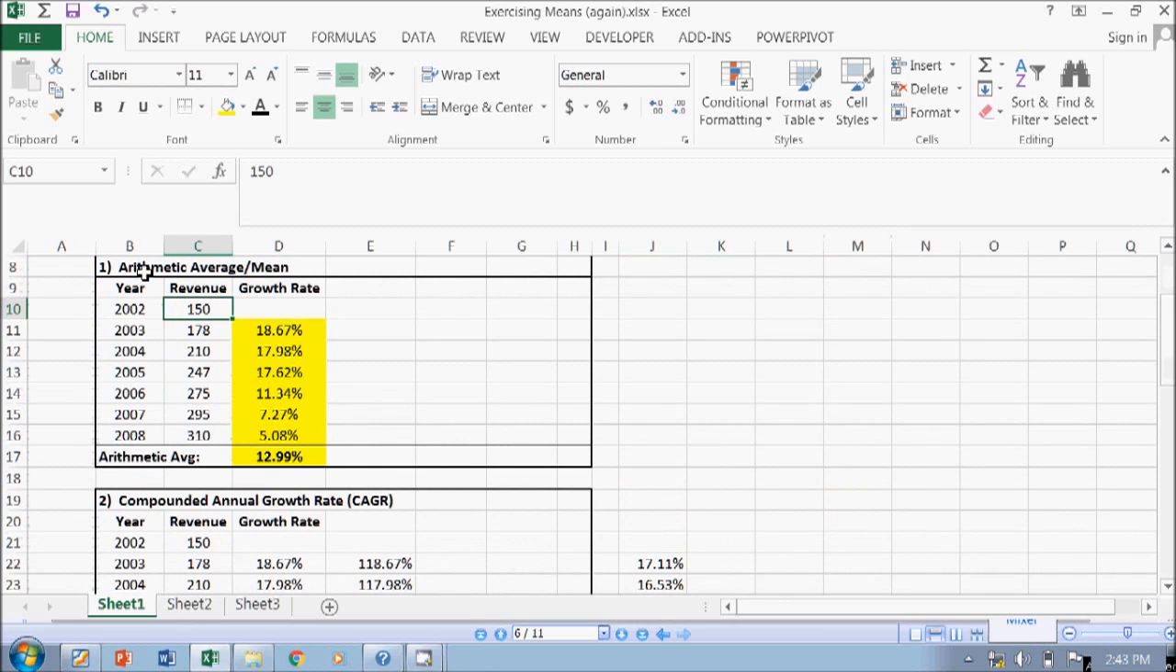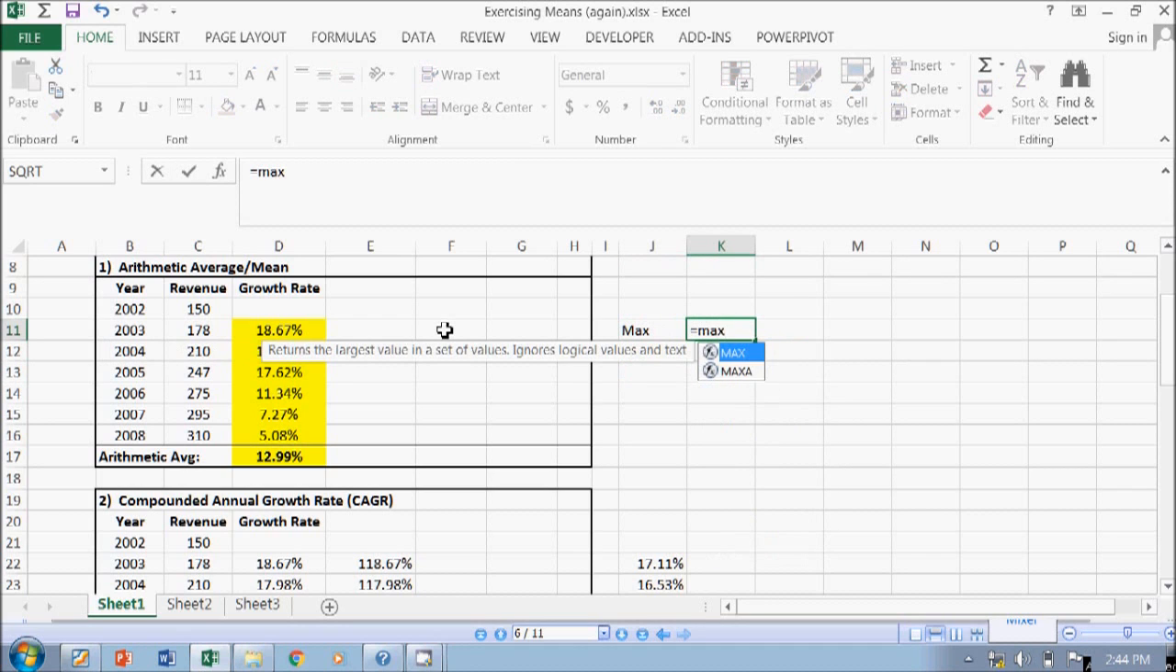For the arithmetic mean, for example, you have the years 2002, 2003, 4, 5, 6, 7, 8, and then you have revenue of 150, 178, 210, 247, 275, 295, 10, 100. I will use max and min first to check. Let me check the maximum and minimum, so I will apply the maximum formula.